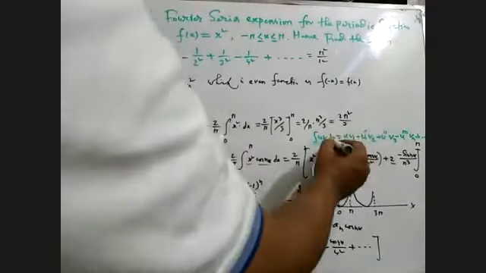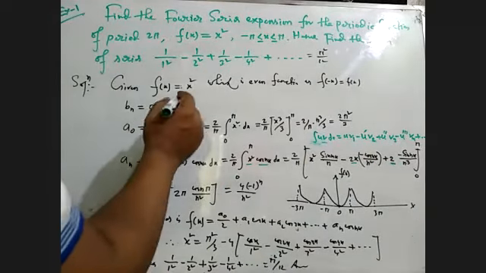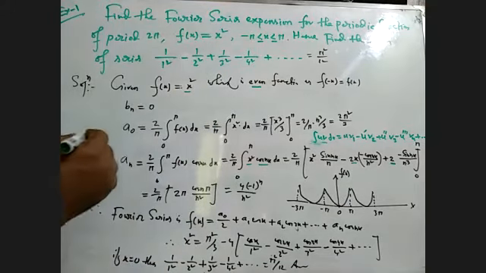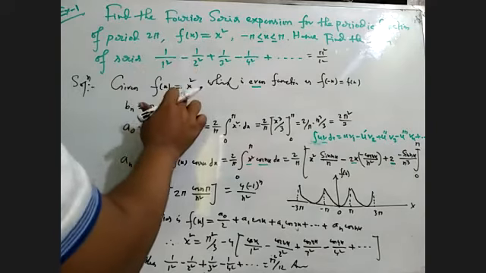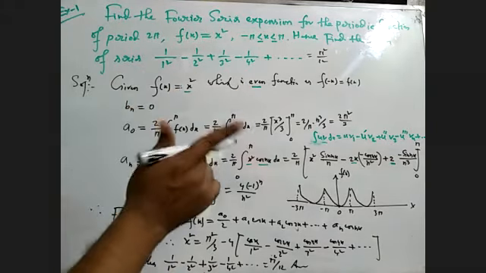Now you have to apply this series in every case. Remember it. We must remember that if the given function is even, then bn equals 0, and if the given function is odd, then an equals 0. We have to remember this concept.